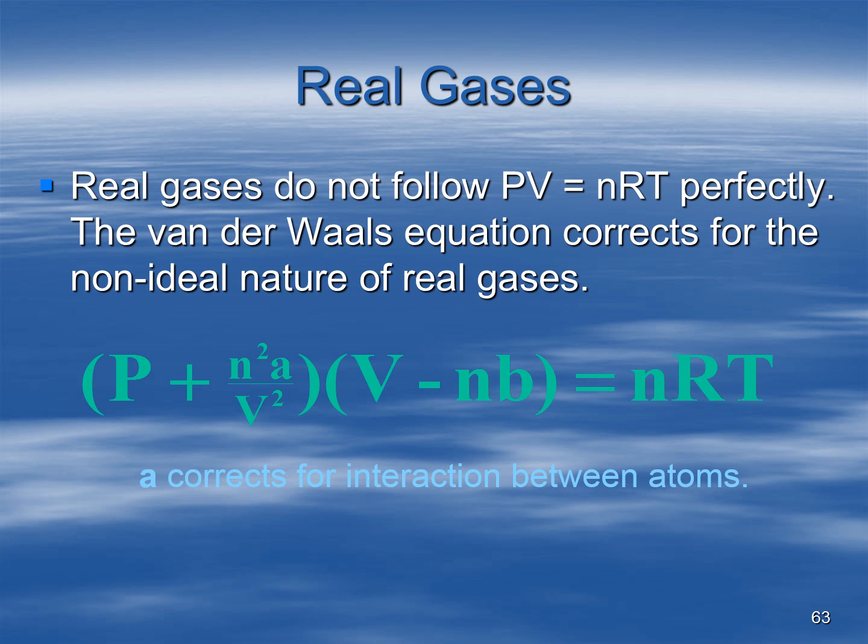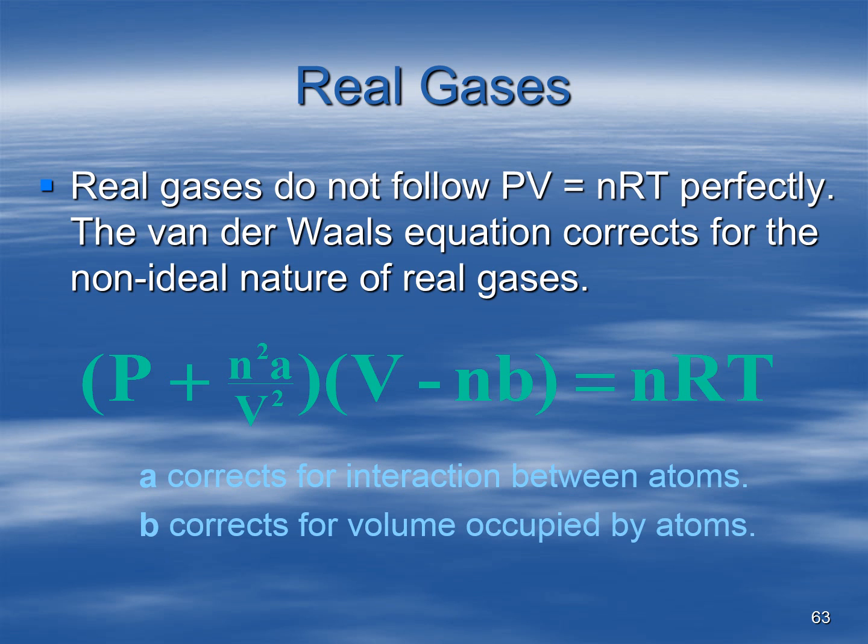Okay, so little a is a constant that you can look up, and it corrects for interactions between atoms. Remember what we said in our kinetic molecular theory: an ideal gas does not have any interactions between atoms. Well, that's not always true. Some molecules are polar. We hadn't talked about polar and nonpolar, but some molecules are going to be attracted to each other, some are not. And so in some gases we have to correct for that.